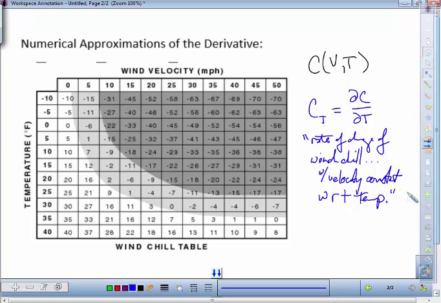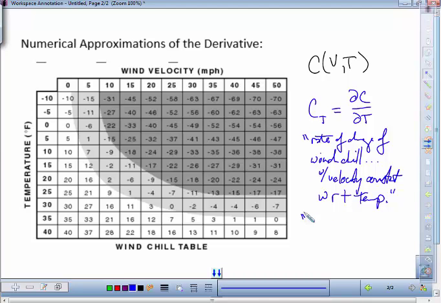I think we could try to dig more practically with this. So I think the words that I was looking for were, it's a rate of change of wind chill. If you fix the velocity and then you move your temperature up by 1 unit, by 1 degree, then how is the wind chill changing? Does that make sense? Okay, let's write it down and we'll dissect it.